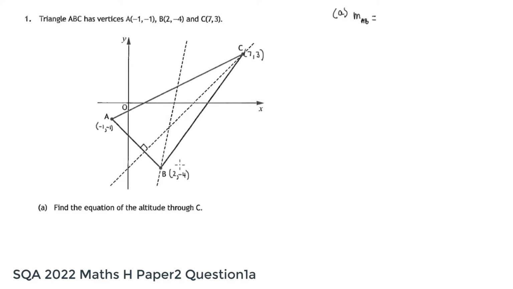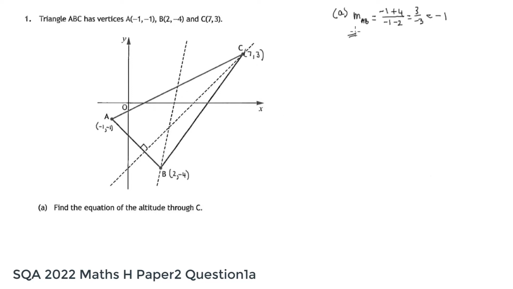So our first task then, in part A, is to find the gradient of AB. And we'll use the y difference divided by the x difference. So the y difference of the two y coordinates, -1 minus -4, that's -1 plus 4. It's a y difference over the x difference. Now we started with this point, we have to start again with this point for the x difference. So -1 minus 2. So we get 3 over -3, and we get a gradient of -1. That would be one along, one down, and that fits the diagram. It looks like that, so we're on the right track there.